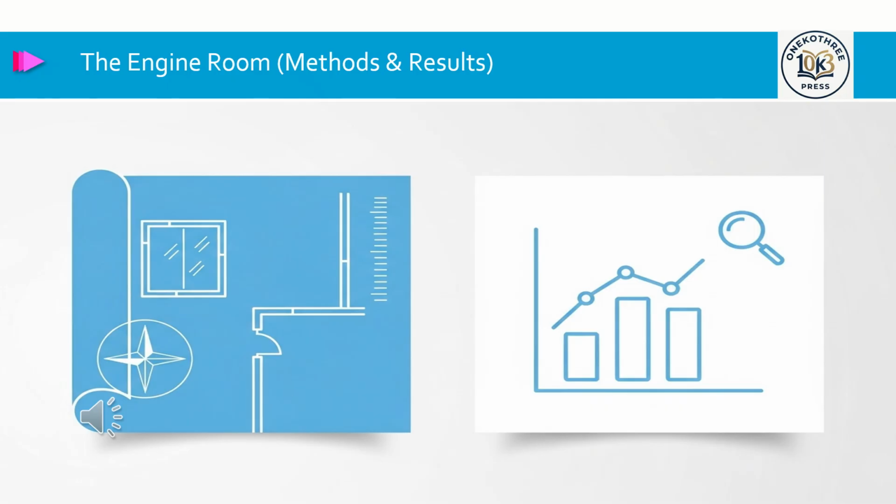Then we have the results. This is the objective truth of the paper. There should be no interpretation here. On the data, pay close attention to the tables and the figures. They often tell a more honest story than the text itself.